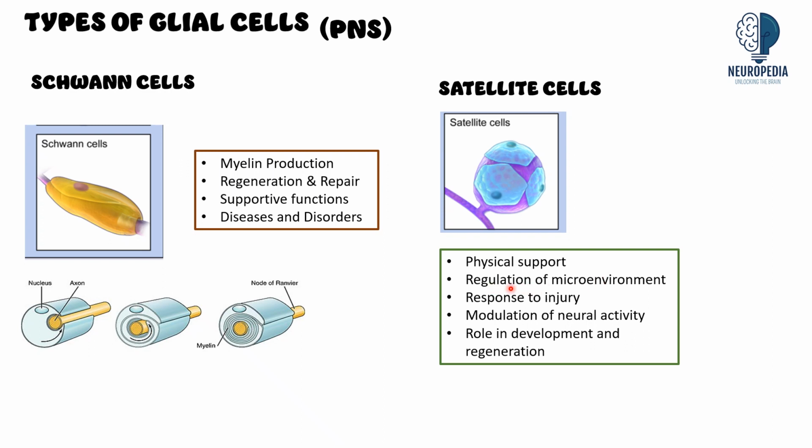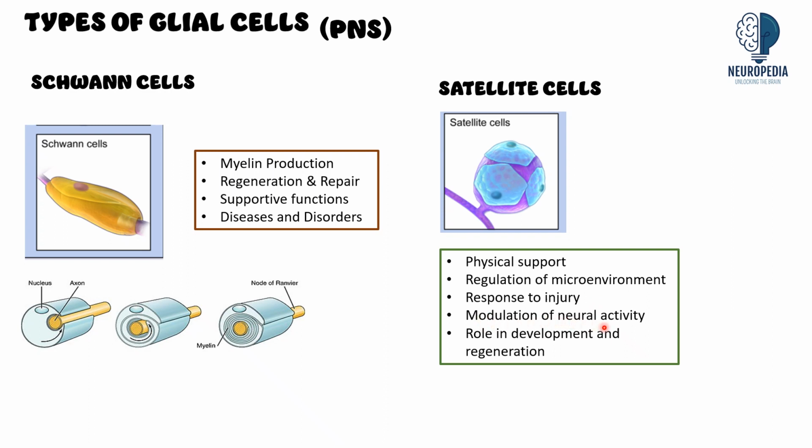They also regulate the microenvironment. They contribute to the exchange of nutrients, waste removal, and overall chemical balance within the ganglia. Response to injury. When neurons are injured, satellite cells can become activated. They can proliferate and migrate to the site of injury to aid in the repair process and support neuronal recovery.